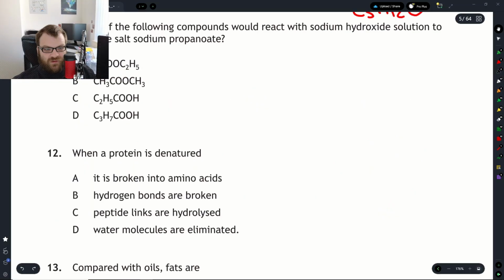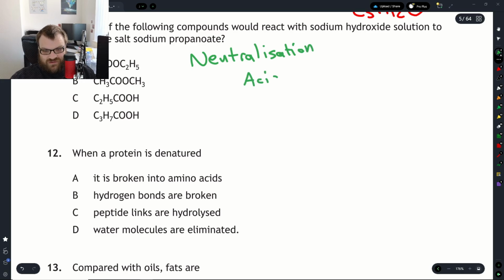Here we're asked which of the following compounds would react with sodium hydroxide to form the salt sodium propanoate. We have got a neutralization reaction. We have an alkali and we are forming a salt. It is known that acid plus alkali, or base, gives you salt plus water.